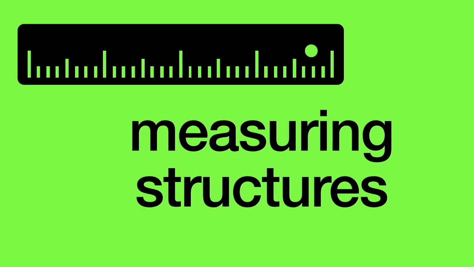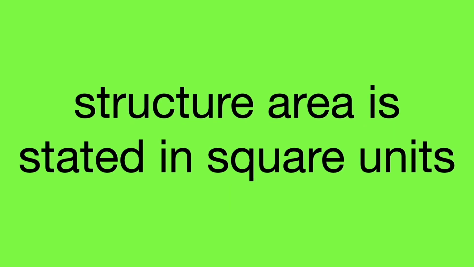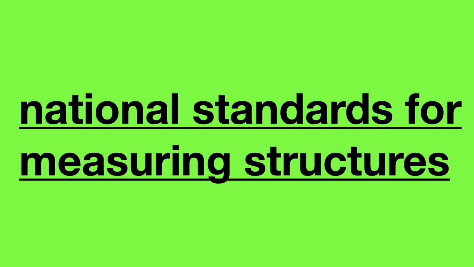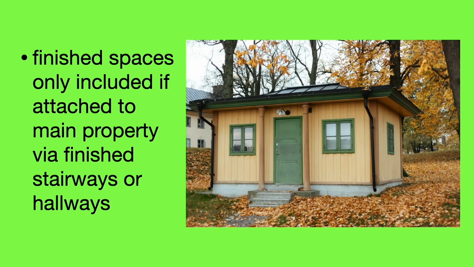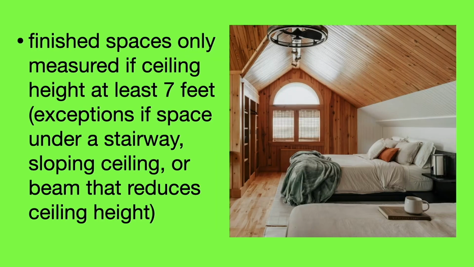Measuring structures. Structure area is stated in square units, for example, square feet, square yards, etc. National standards for measuring structures are: finished areas are the only spaces that can be included. Garages are never included as finished square footage. Finished spaces are only included if they are attached to the main property via finished stairways or hallways. Finished spaces are only measured if the ceiling height is at least 7 feet. There are exceptions, for example, if the space is under a stairway, sloping ceiling, or a beam that reduces ceiling height.